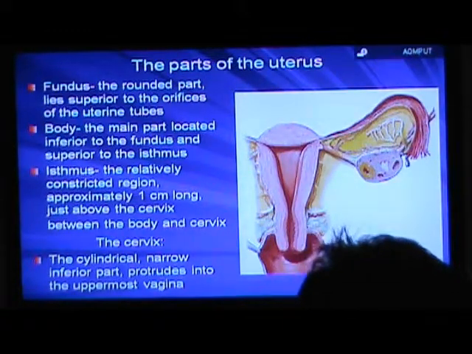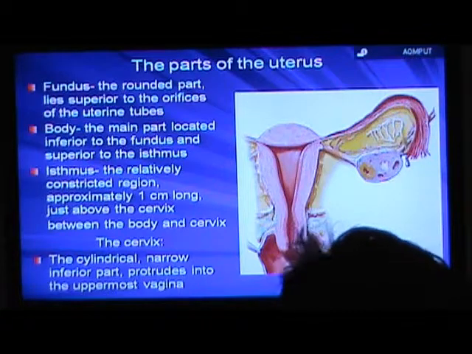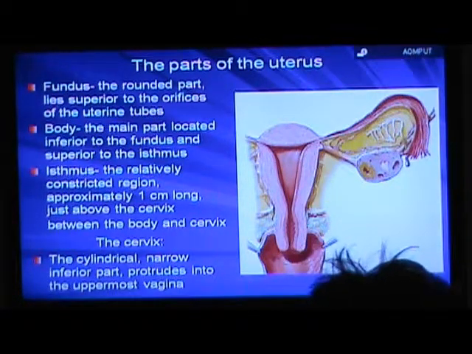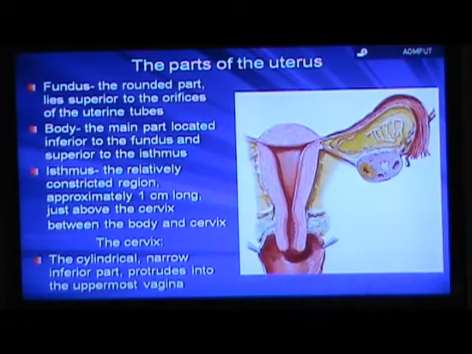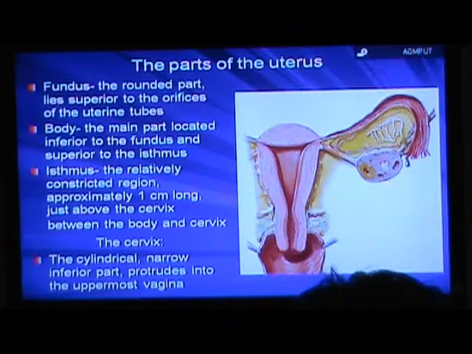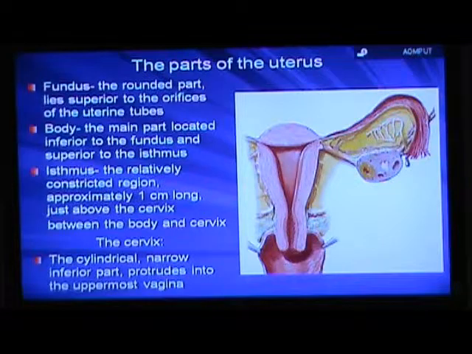In general, we can say that the uterus has this bigger part, the body, and the cervix, but here we divide the uterus into the fundus, the body, the largest part, and the isthmus. So, what is the fundus? The fundus is the rounded part which lies superior to the orifices of the uterine tubes.